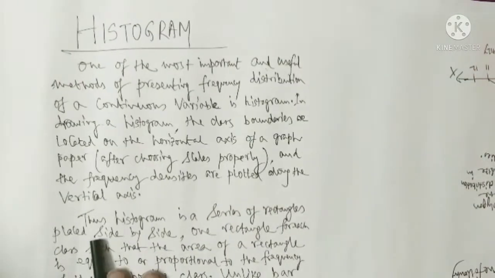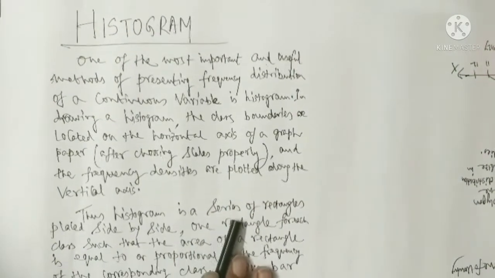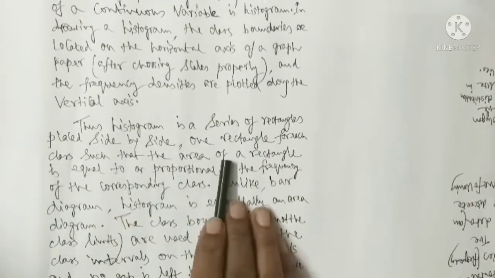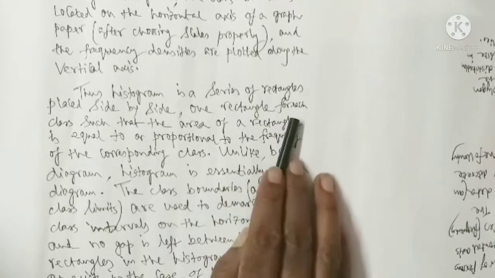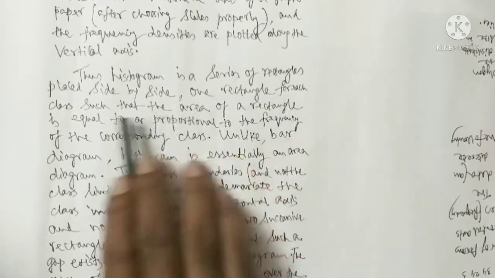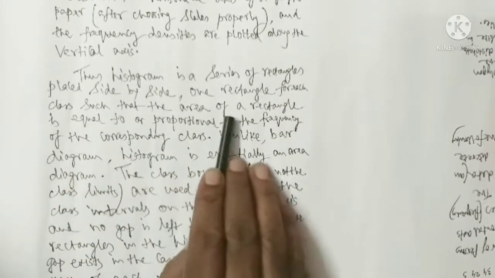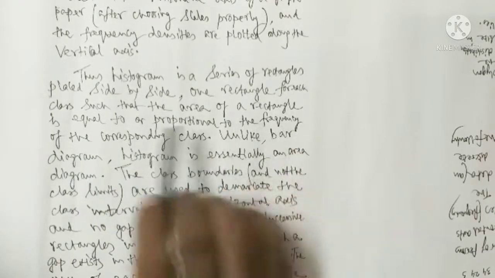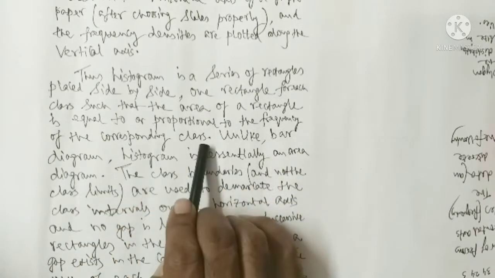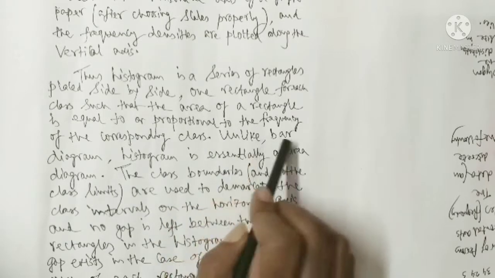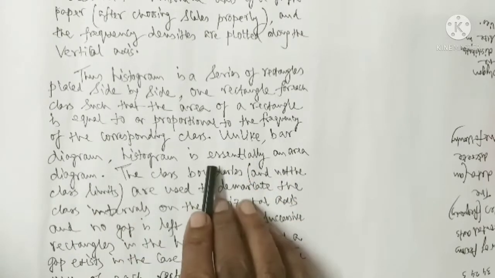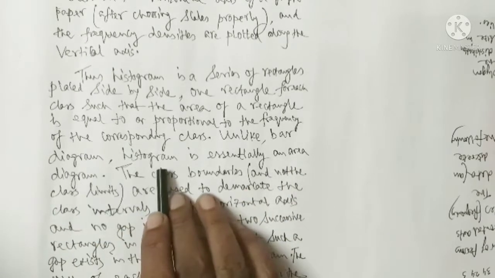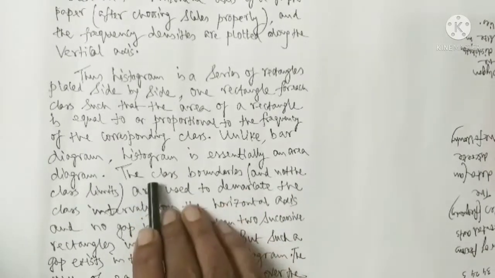Now the histogram is a series of rectangles placed side by side, one rectangle for each class, such that the area of the rectangle is proportional to the frequency of the corresponding class. Unlike a bar diagram, a histogram is essentially an area diagram. Actually, a histogram is a gapless bar diagram.